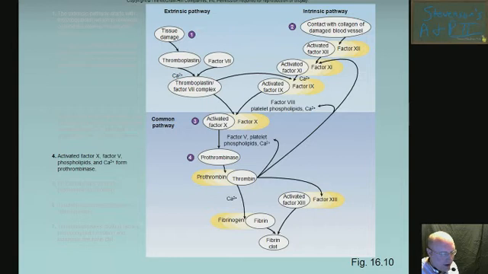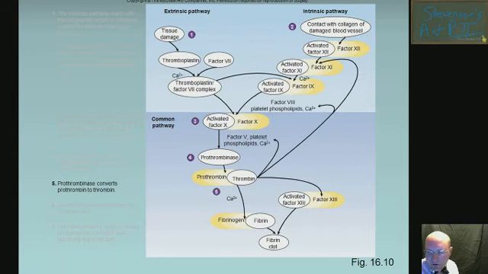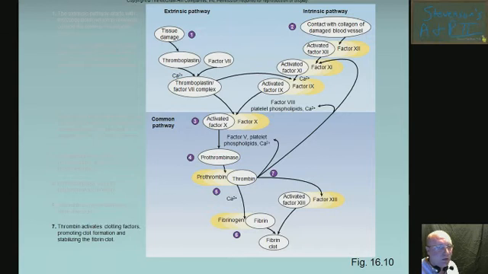Okay. Activated factor X, factor 5, phospholipids and calcium form prothrombinase. Prothrombinase then converts prothrombin to thrombin. Thrombin then converts fibrinogen to fibrin, and then finally the thrombin activates the clotting factors, promoting clot formation and stabilizing the fibrin clot.